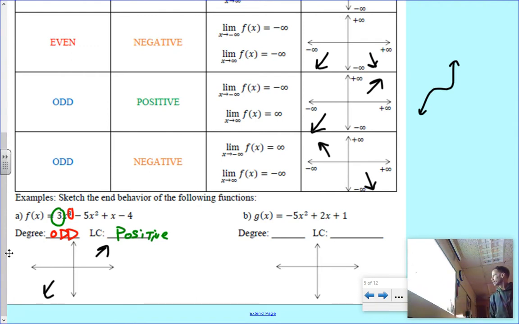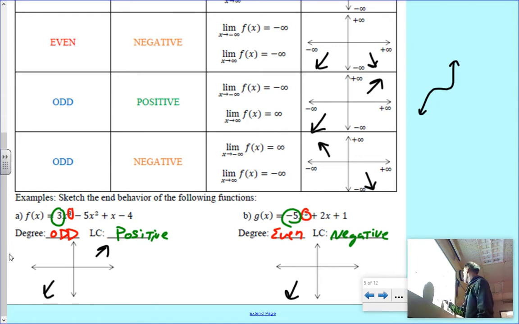Now, letter B, degree. Again, the degree is even. And the LC, leading coefficient, is negative. They're usually going to be in order. A teacher could try to trick you and put them out of order, but just remember the degree is the biggest exponent, and the LC is the coefficient attached to that exponent. Okay? So now we have even negative. Look at your table, both sides going down.